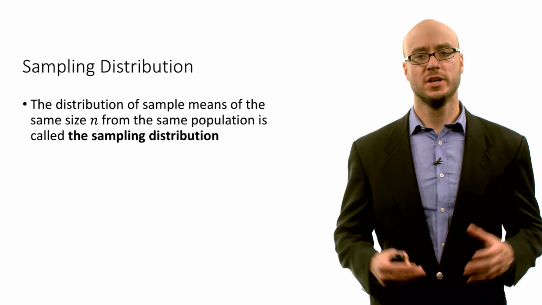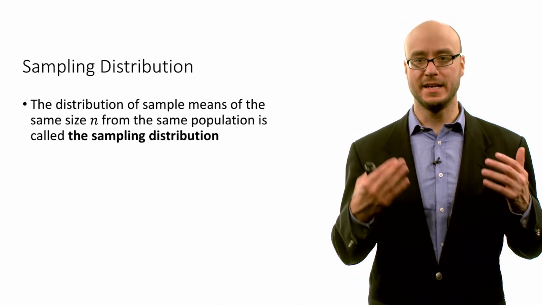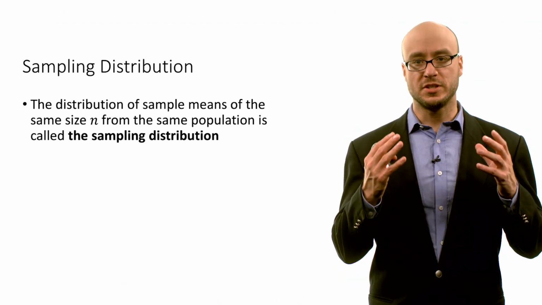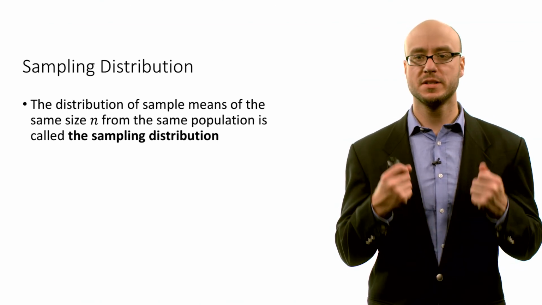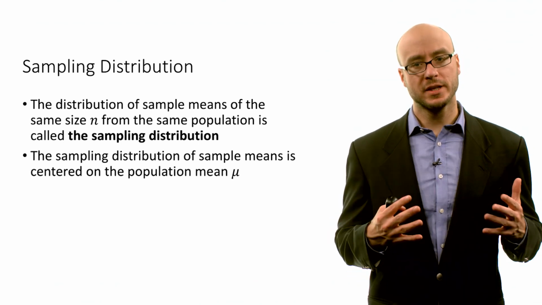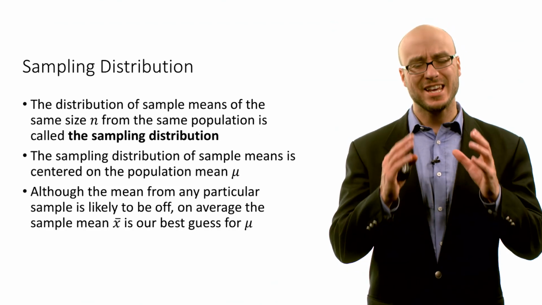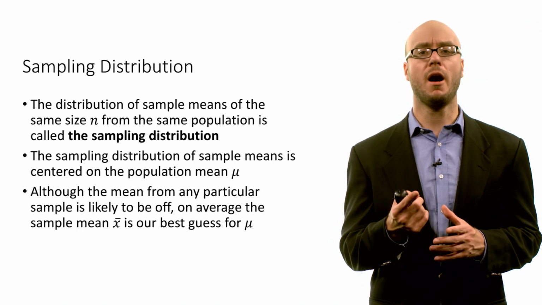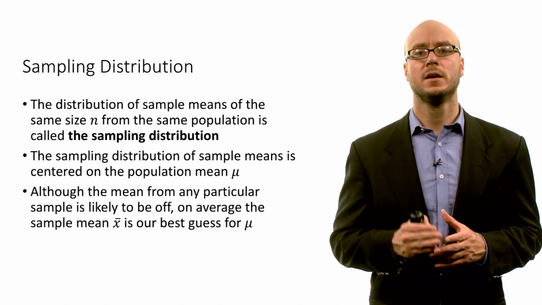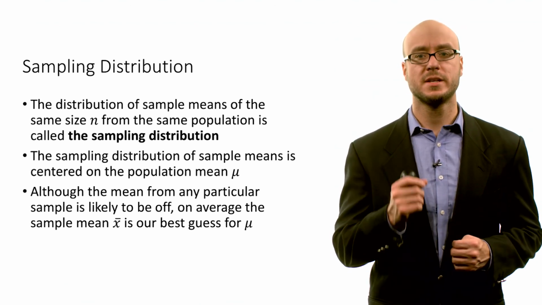So in sum, what we have is a sampling distribution. The distribution of sample means of the same size n, where lowercase n is the sample size. So the distribution of sample means of the same size n from the same population, we call this the sampling distribution. The sampling distribution of sample means is centered on the population mean mu. And the thing to keep in mind is that although the mean from any particular sample is likely to be off, it's not going to always hit right on the population mean mu. On average, the sample mean x bar is our best guess for mu.